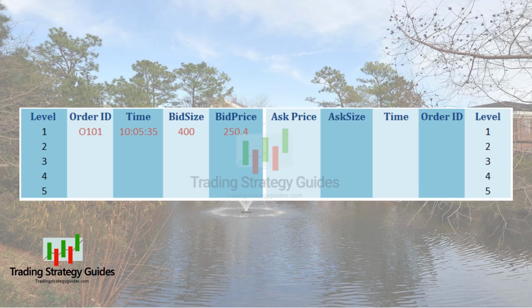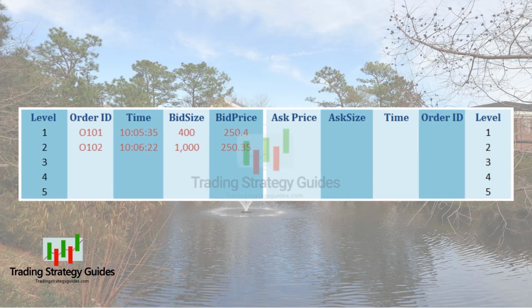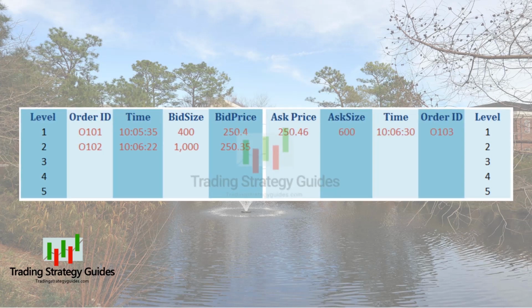Okay, now another limit order gets submitted to the exchange. This time the order is to buy 1,000 shares of Facebook, but they are only willing to pay $250.35. So this bid price is lower than the first one, which means it will go lower on the order book. Given our time and price priority, this order will be placed on the second line of the book. Now a third order gets submitted on the exchange. This time the limit order is to sell 600 shares of Facebook at an asking price of $250.46. Because this is a sell order, it's going to go to the ask side of the order book.